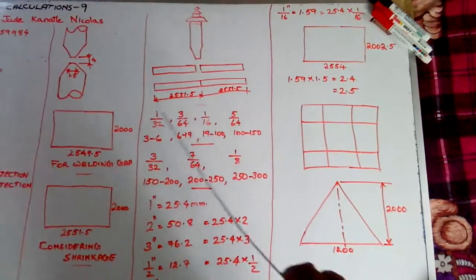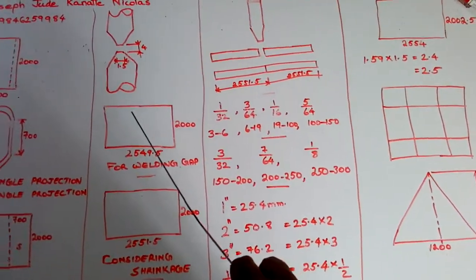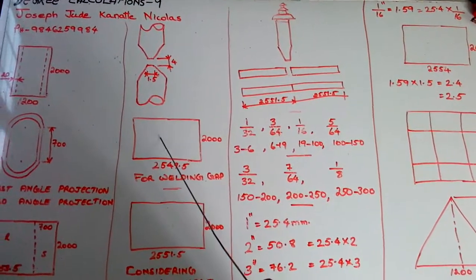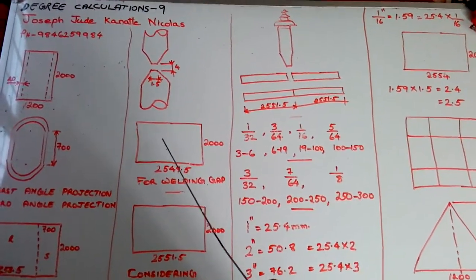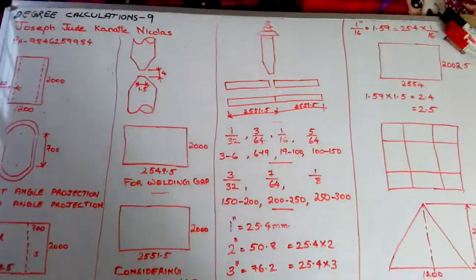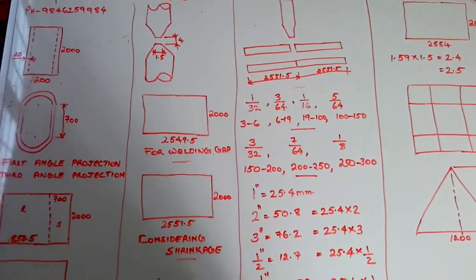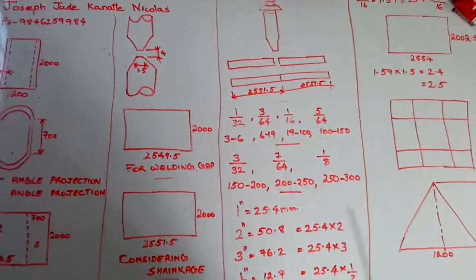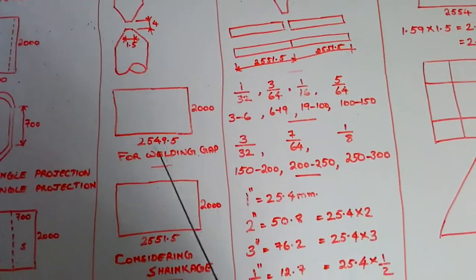So we shouldn't mark 2549.5. We are cutting the center of the mark. We shouldn't use double marks. We have to use a single mark, so we will get speed in our work. So we shouldn't mark 2549.5.